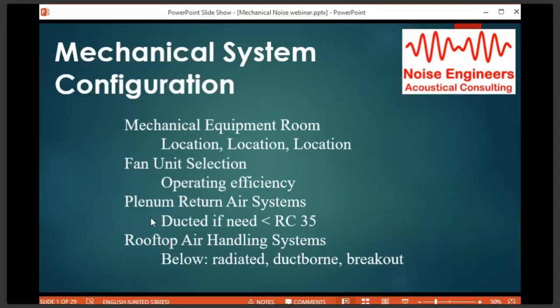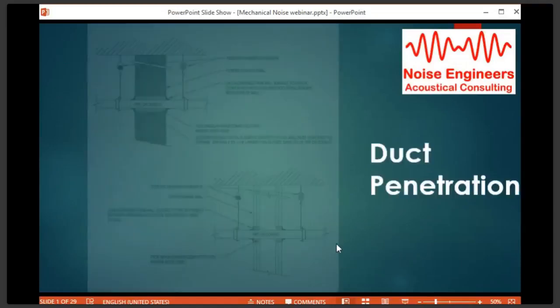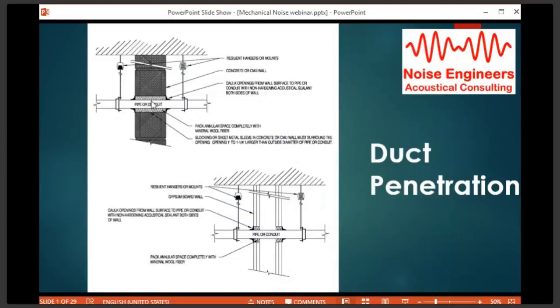Rooftop air handling systems, there's just a lot of paths. Same with mechanical rooms, but you just got to be careful with radiated noise from the equipment room going through the roof, through the walls and floor ceiling, the duct-borne and breakout noise. So with ducts, be careful when you're breaking a barrier that you seal it well.